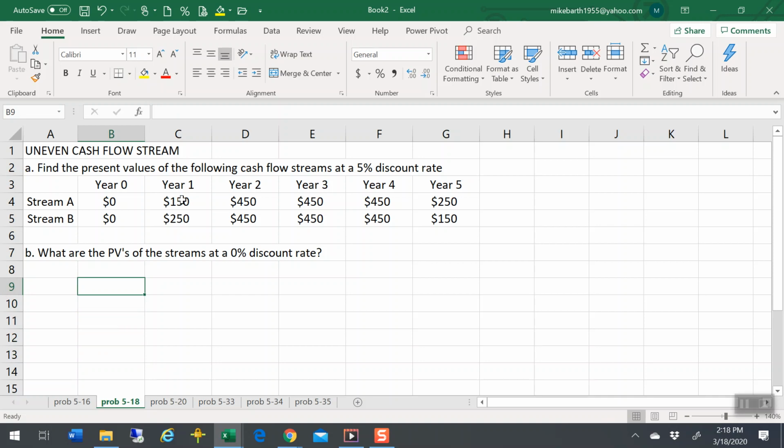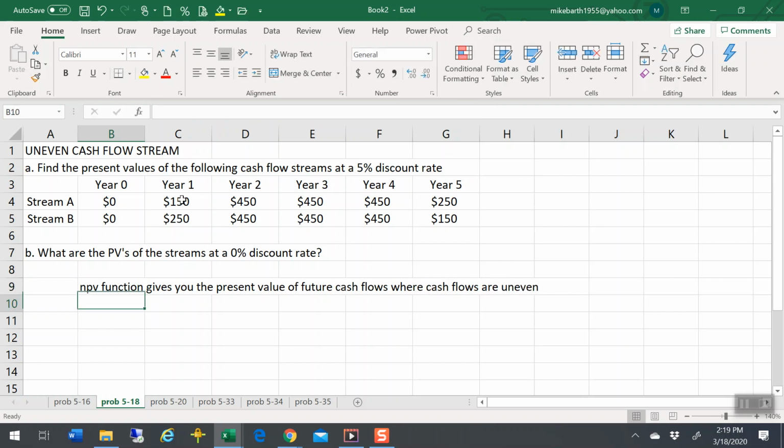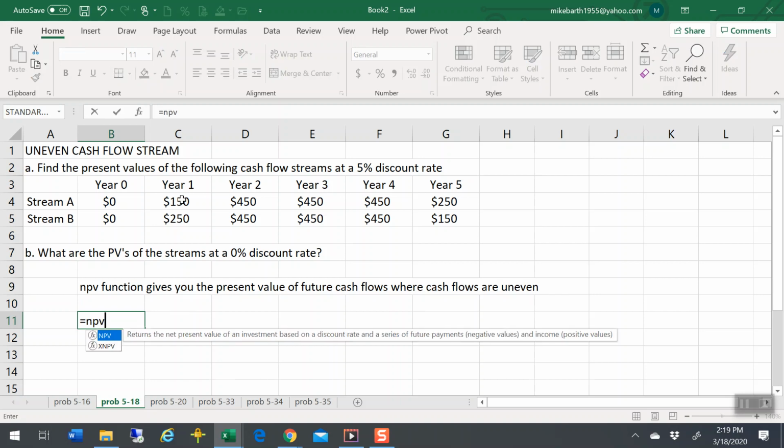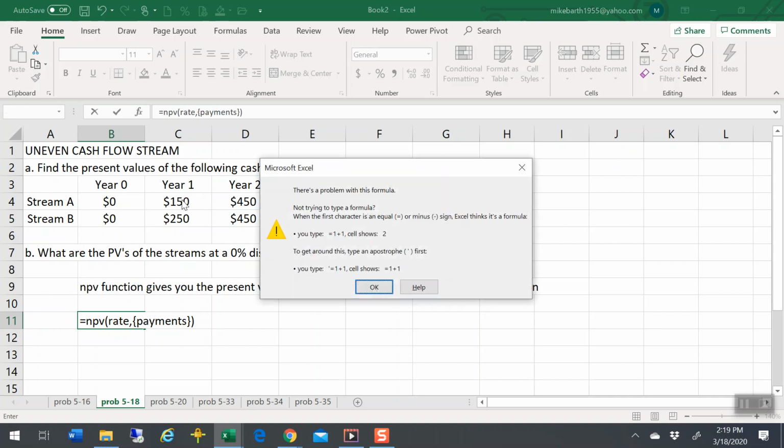Now, NPV stands for net present value, and it's poorly named by the Microsoft people, but it is what it is. The NPV function gives you the present value of future cash flows where the cash flows are uneven. The function looks like equals NPV, open parens, type in the interest rate, and then all the payments or cash flows in those other periods.